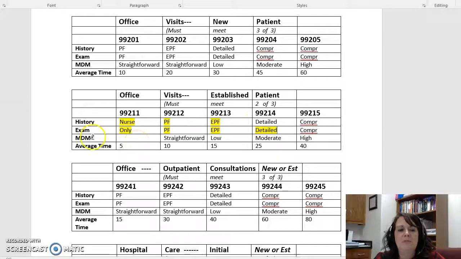And the medical decision making was straightforward. Okay? So if that's what your workbook assignment said, if the history was expanded problem focused, we highlight through this box, EPF, expanded problem focused. PF, problem focused. If the examination Dr. Thompson did was detailed, we highlighted it all the way through there. And if the medical decision making was straightforward.